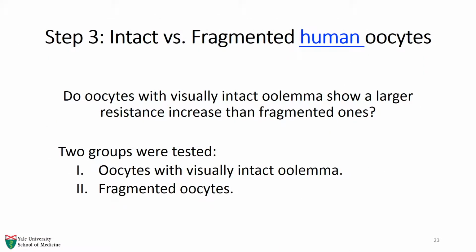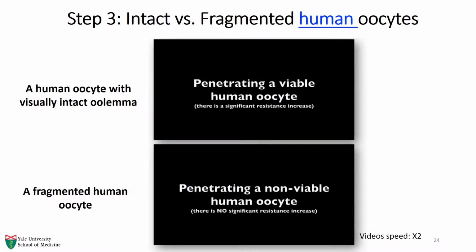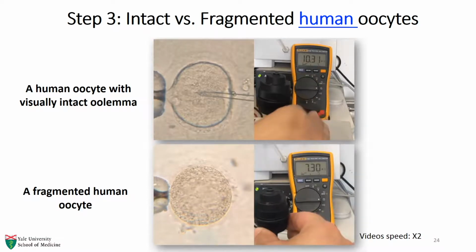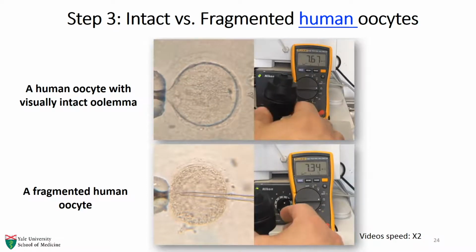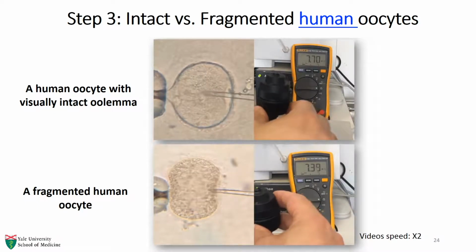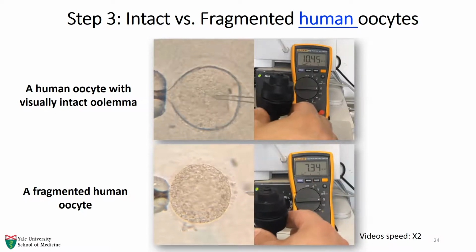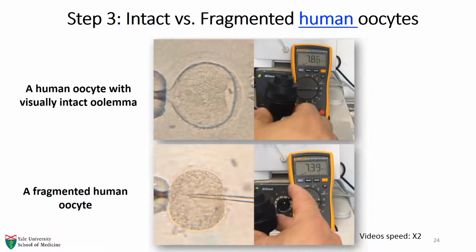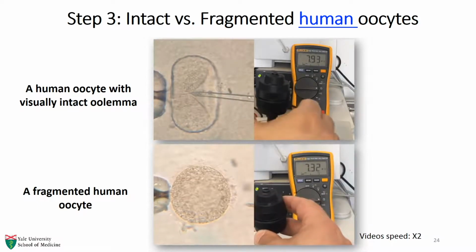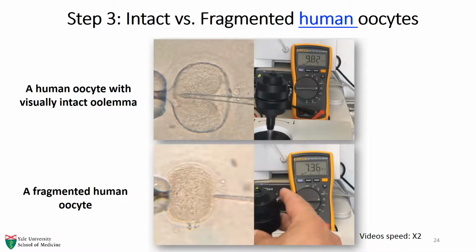In step 3, we studied the electrical resistance change in human oocytes using a commercial ICSI system. In the top video, we see a large resistance increase when penetrating the oocyte with a visually intact oolemma. Please note that leaning against the oolemma does not result in a significant resistance increase. In the bottom video, the fragmented oocyte does not show a significant resistance increase, as in step 2.